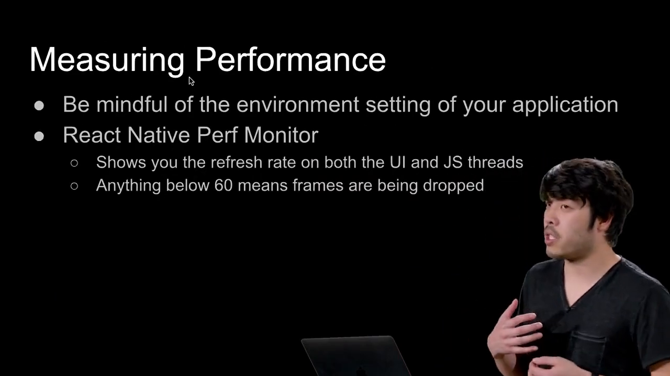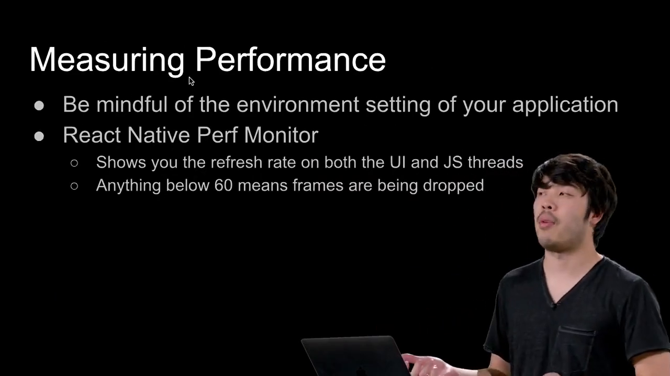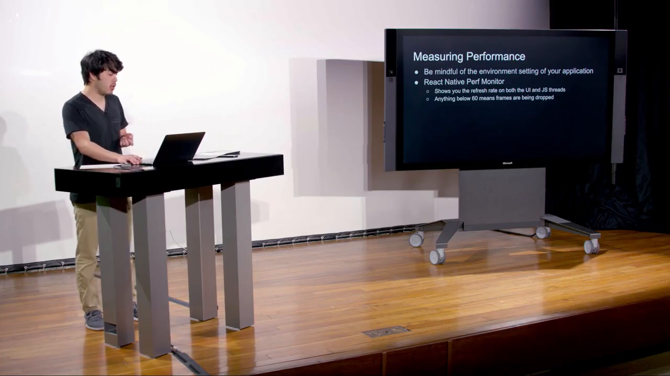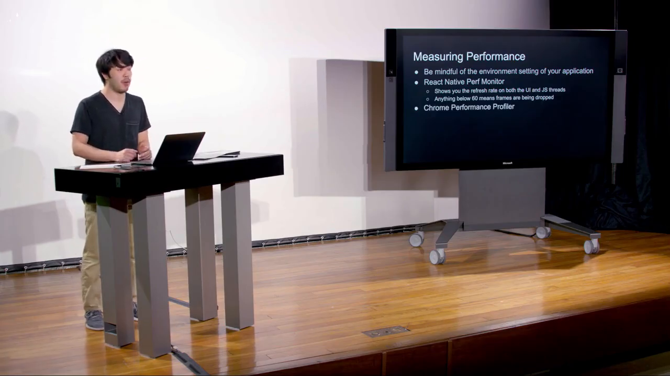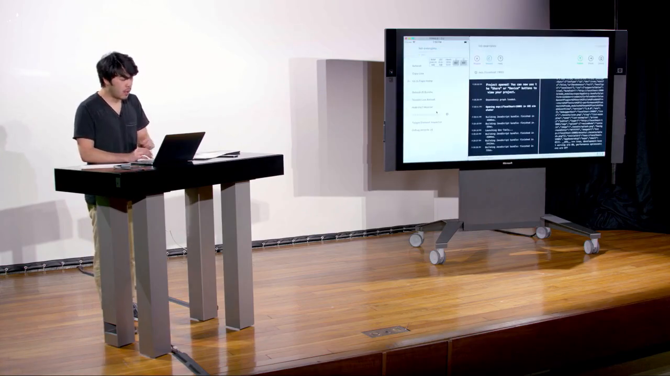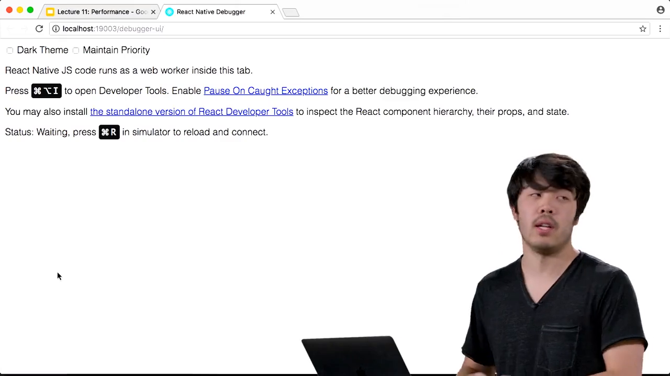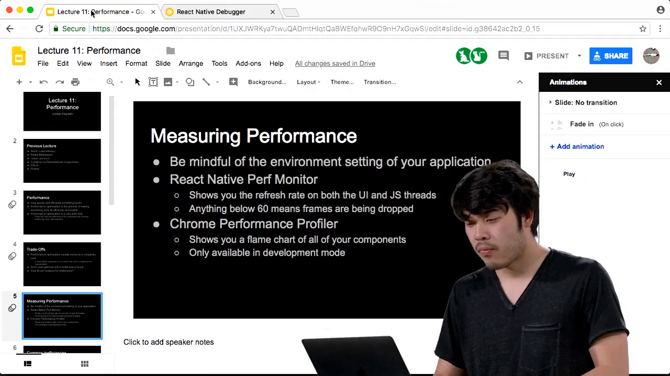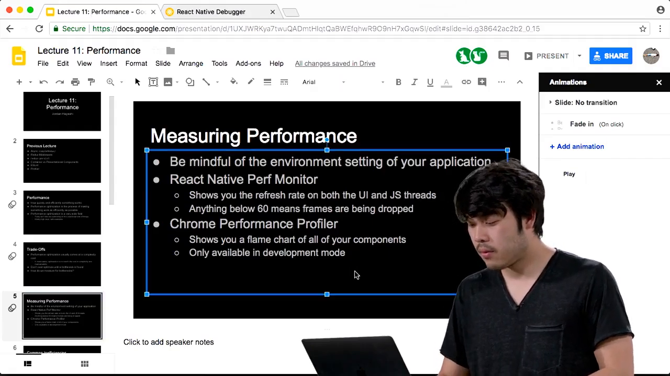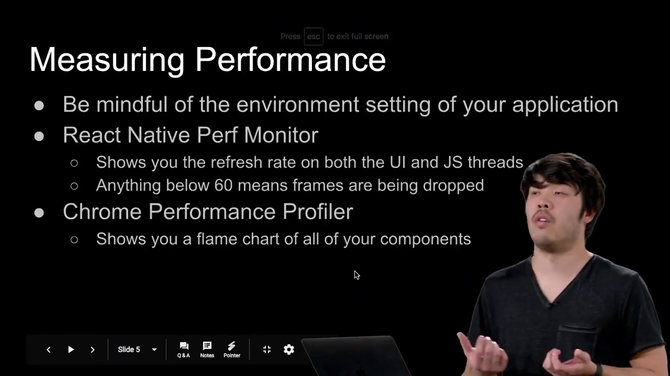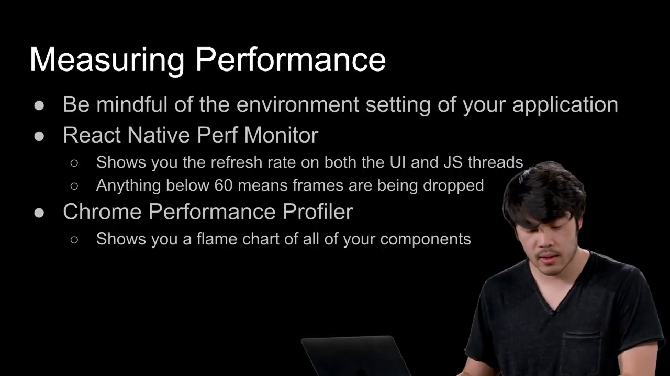Cool, and so by using this perf monitor, we can navigate through our app and find out exactly what screens are causing any frames dropped. If we want more detail, we can use what is called the Chrome Performance Profiler. I alluded to this a little bit last week, where we can actually run our JavaScript inside of Google Chrome. We've done this a few times in the past. What this does is it shows you a flame chart of all of your components. And I'll show you what that means in just a second.